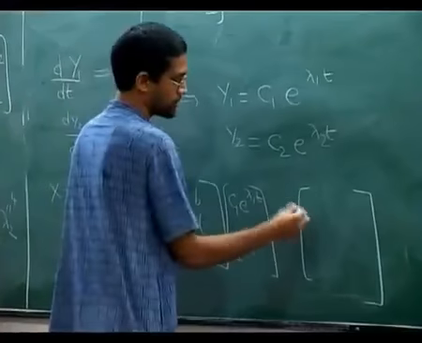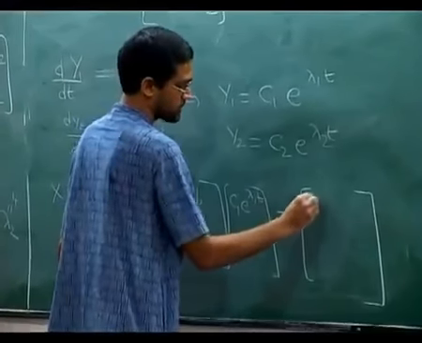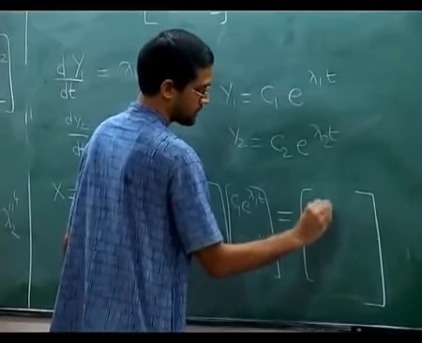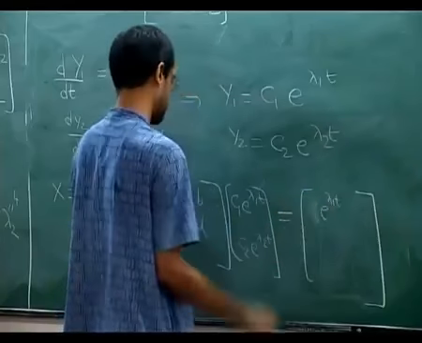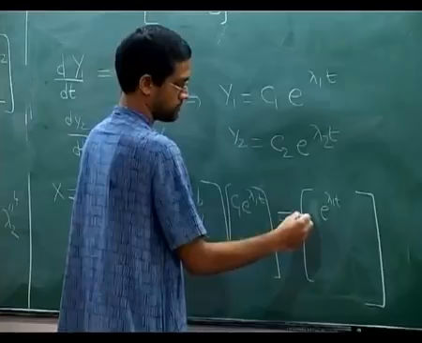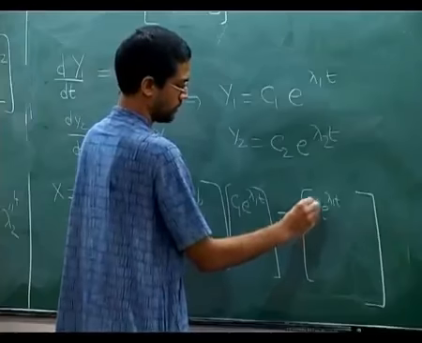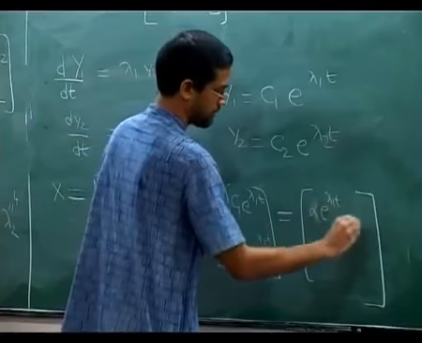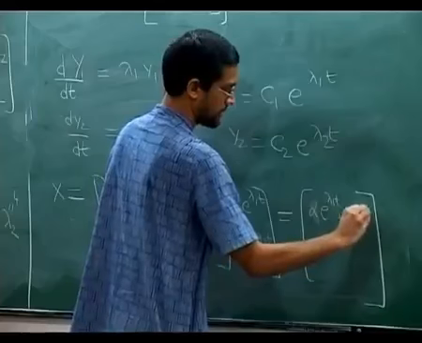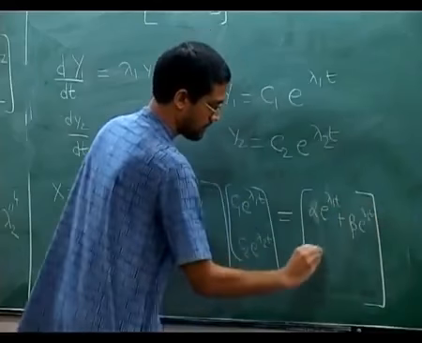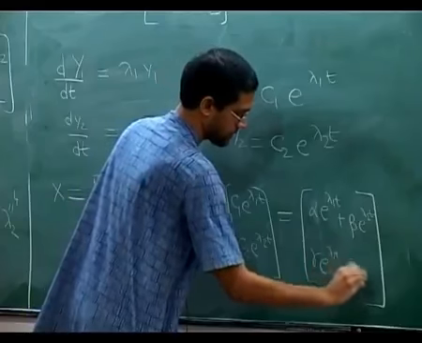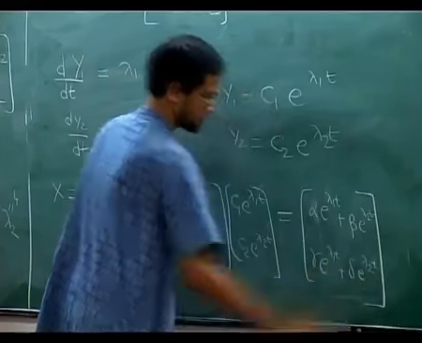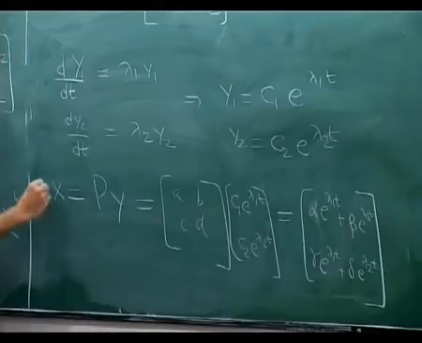So in general, you should always think of it as follows. It's some alpha e to the lambda 1 t, plus beta e to the lambda 2 t, and gamma e to the lambda 1 t, plus some delta e to the lambda 2 t. So that is your x1, x2.